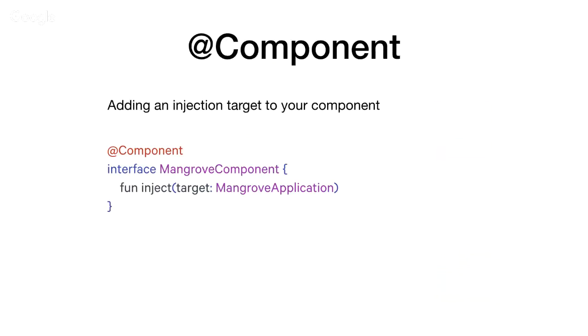So going back to the component, we're going to add a little bit of flavor to this interface now. He decides he wants to inject into his activity or his application class that we were using earlier. So all you have to do is add this little function definition inside of your component, giving it the target of the application.